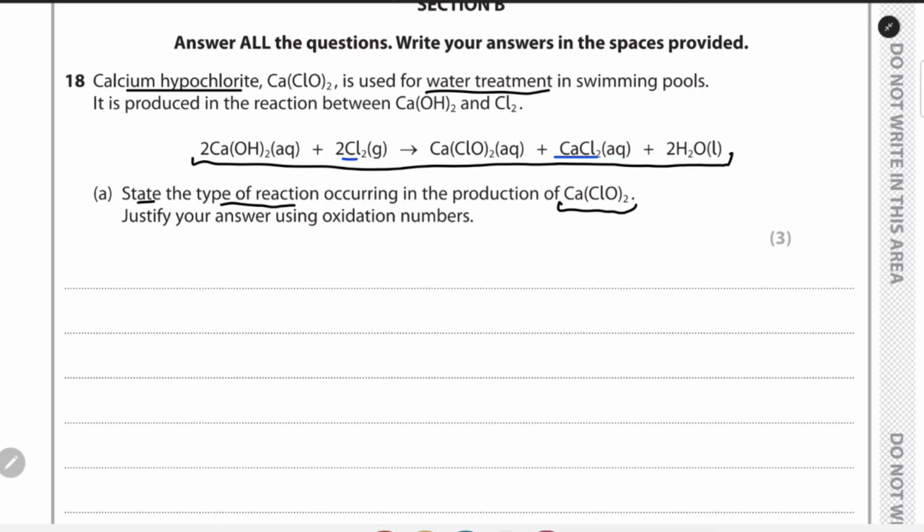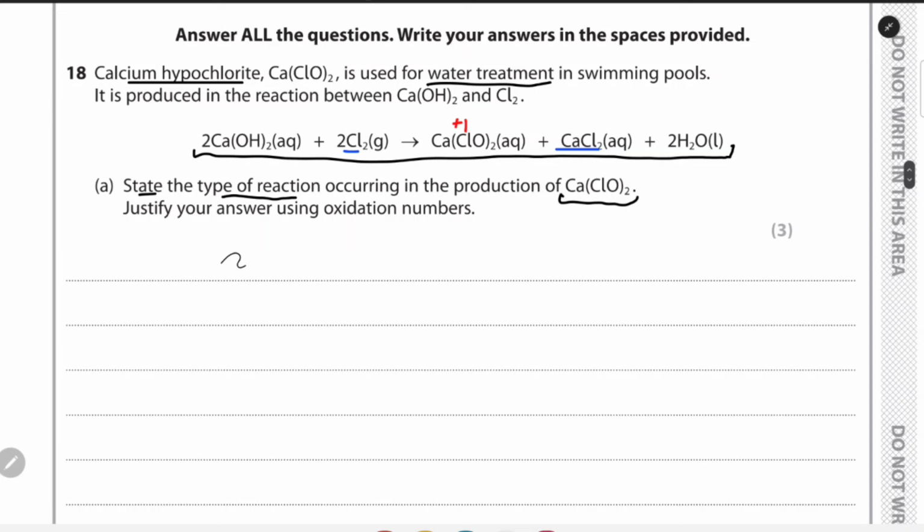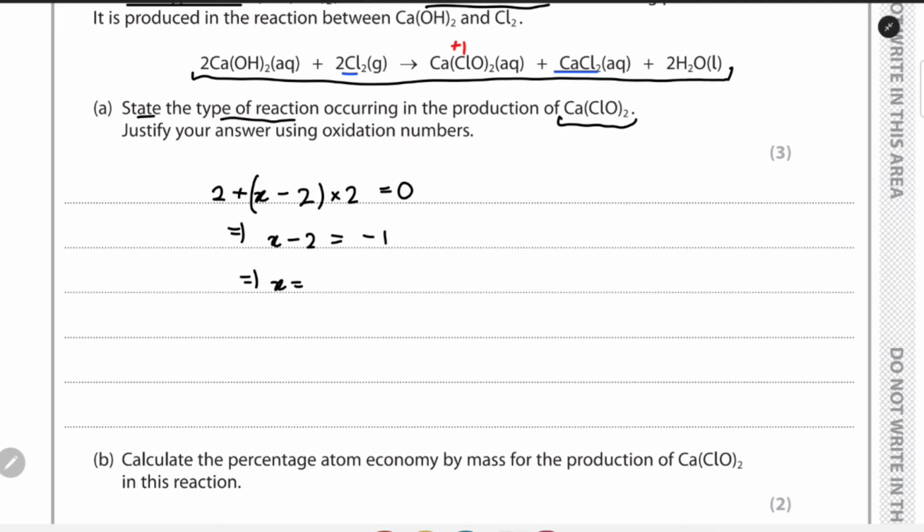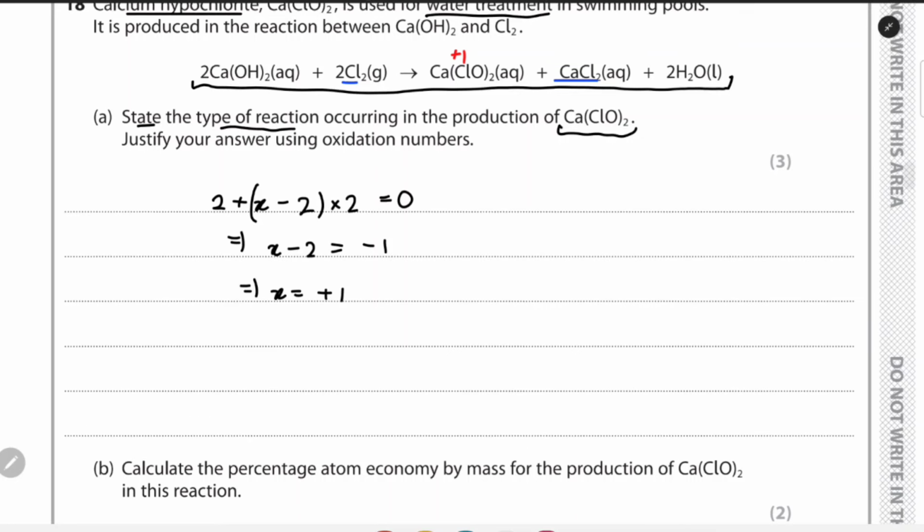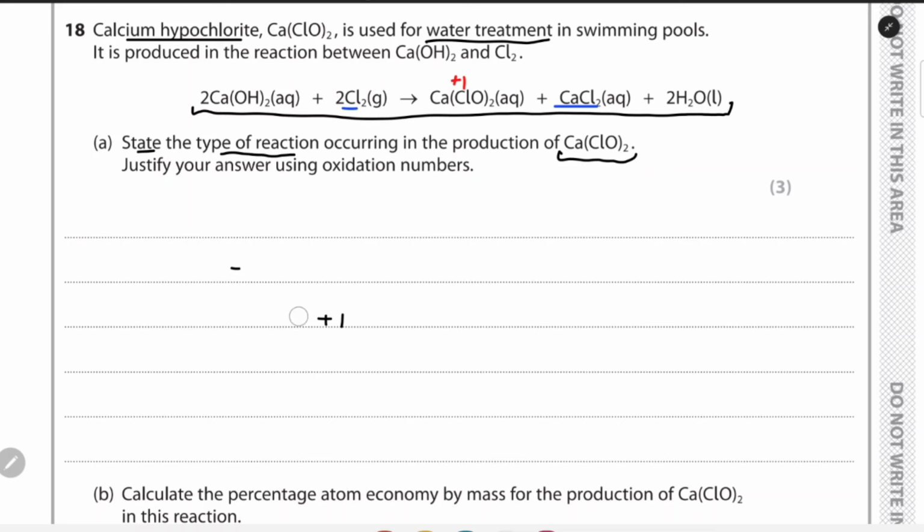Over here, the oxidation number of chlorine is +1. So if I calculate it, calcium has +2, chlorine is x, which is what we want to find, and oxygen is -2. We have 2 plus x minus 2 times 2, and this is equal to 0. So x minus 2 is equal to -2, so x is equal to +2 minus 1, which is +1. So the oxidation number of chlorine in CaClO2 is +1, and over here in the chloride, it's -1.